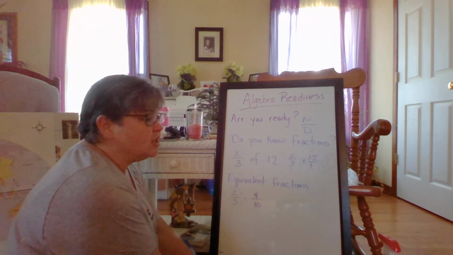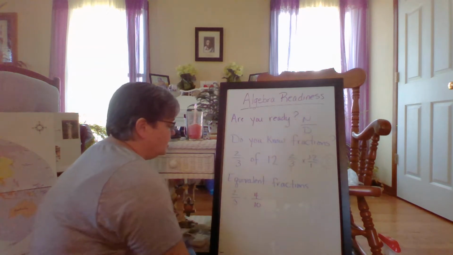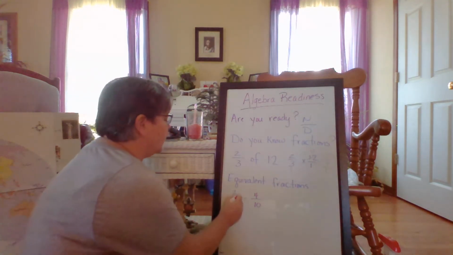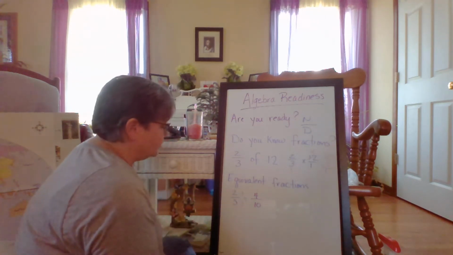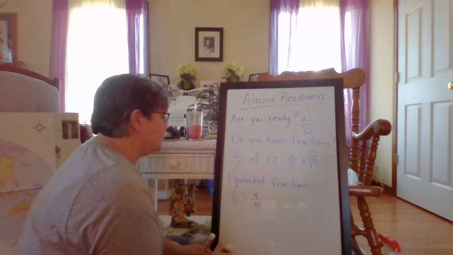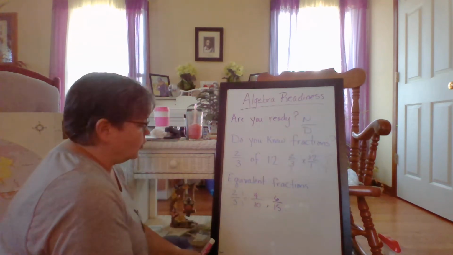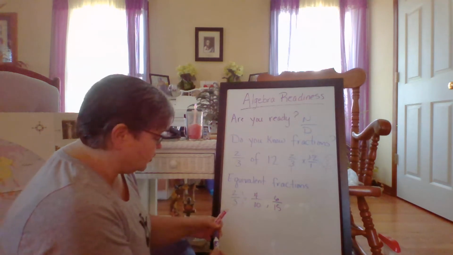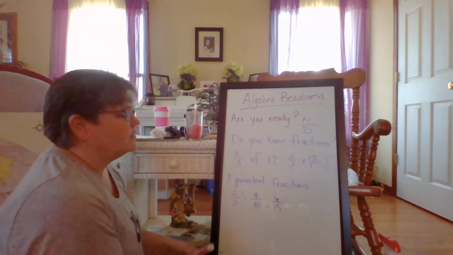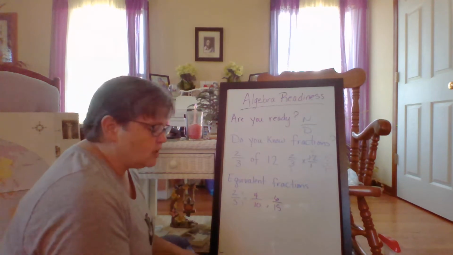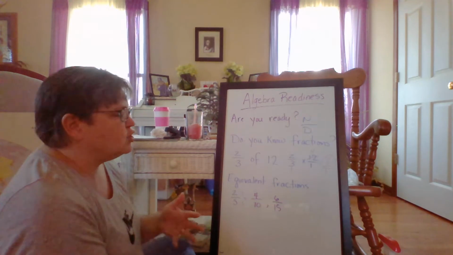If I wanted to find another equivalent fraction for 2/5, I'm going to choose the number 3. And if I do that, 2 times 3 is 6, and 5 times 3 is 15. So when reduced, all of these fractions would go back to 2/5. So that's another skill that you would need to know in order to be ready to begin algebra.